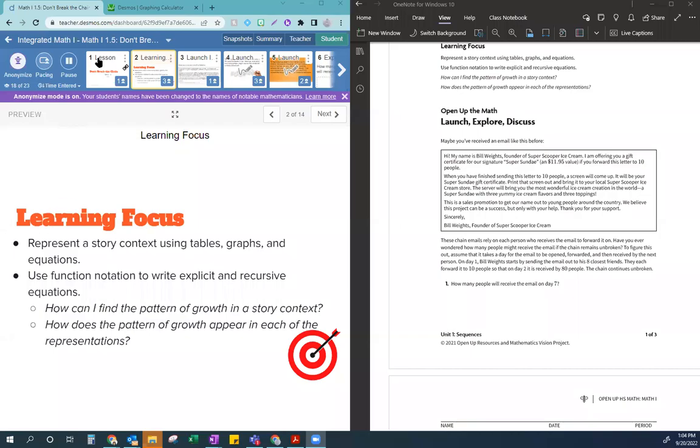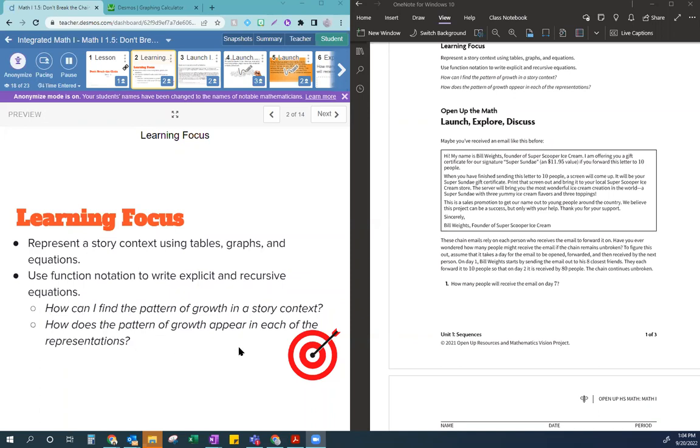Okay, so today we're going to go over 1.5, and the whole point of it is to represent a story context using tables, graphs, and equations. Use function notation to write explicit and recursive rules. Remember, I told you you're going to get better and better at this. So number one is, how can I find the pattern growth in a story context? And number two, how does that pattern of growth appear in each of the representations?